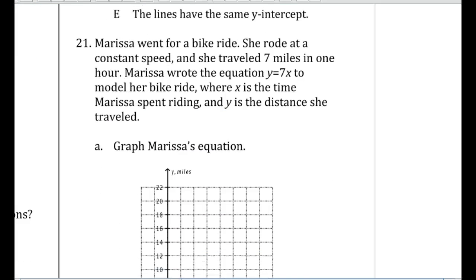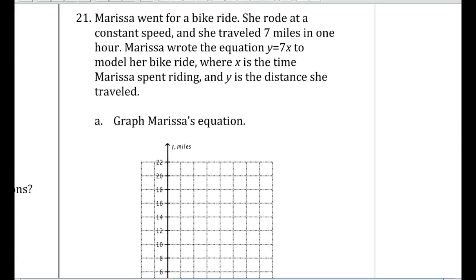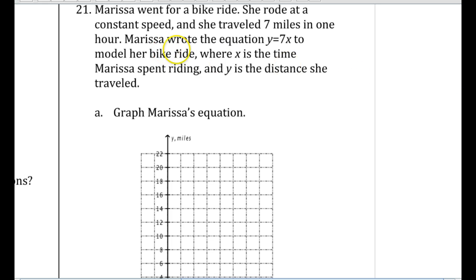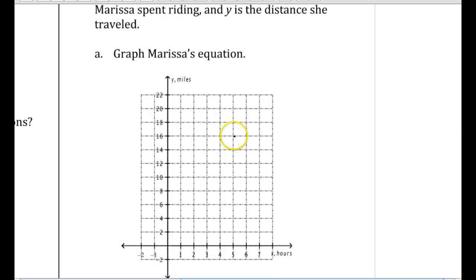Good. Okay, Marissa went for a bike ride. She rode at a constant speed, and she traveled 7 miles in 1 hour. Okay, Marissa wrote the equation y equals 7x to model her bike ride, where x is the time Marissa spent riding, y is the distance traveled. So graph that equation. So after 1 hour, we had 7.